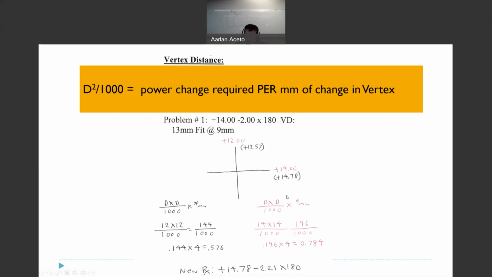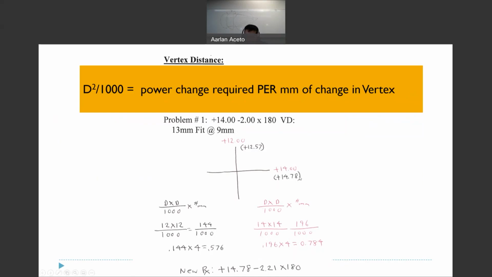Now, let's go over to the 14. 14 squared divided by 1,000 gives me 0.196. Again, we've moved it 4 millimeters closer, 0.0784. Well, we need to add this much more plus to my plus, so I have a 14.78. And so what this simply means is, if I put it back in the lens cross, here's my sphere power, 180. 14.78 goes to there.